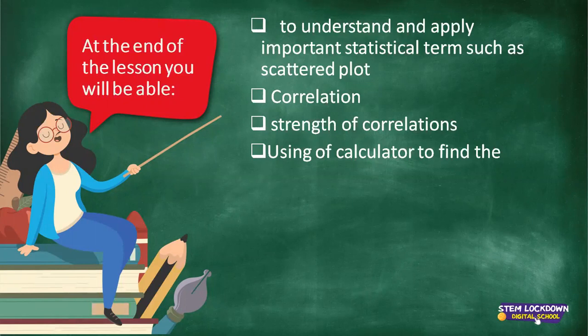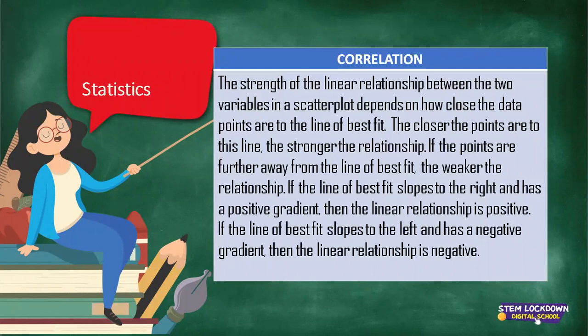So first of all, correlation. What do we mean by correlation? We're saying the strength of a linear relationship between two variables in a scatter plot depends on how close the data points are to the line of best fit.